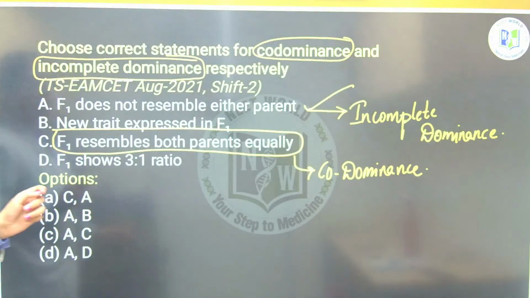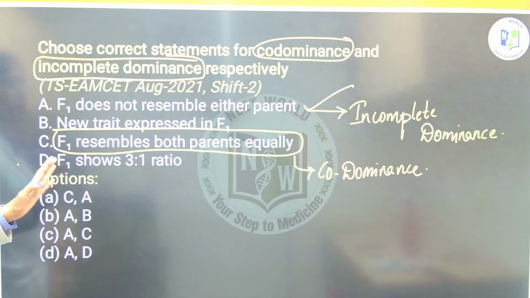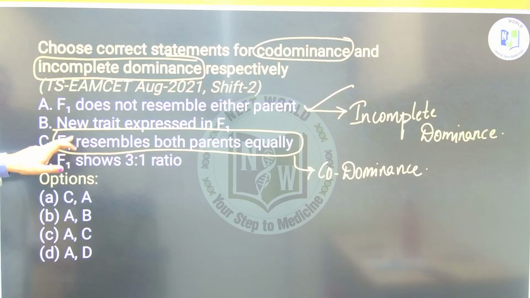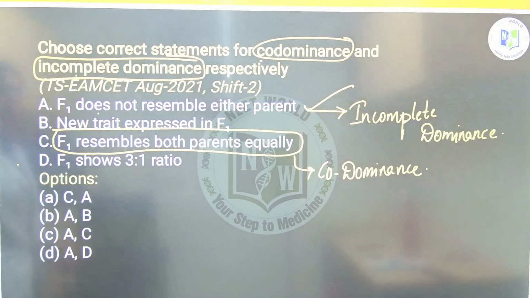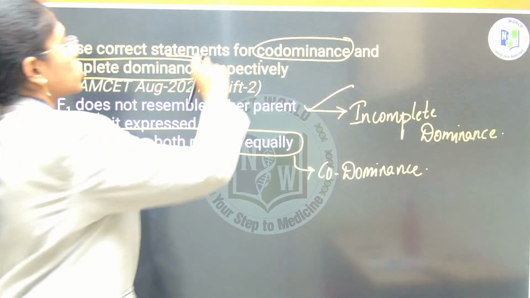Fine, right? F1 shows 3:1 ratio, that is not observed even in the monohybrid cross. So here C is applicable for codominance and A is applicable for incomplete dominance. It is option A, C and A. Fine, right? Next question.